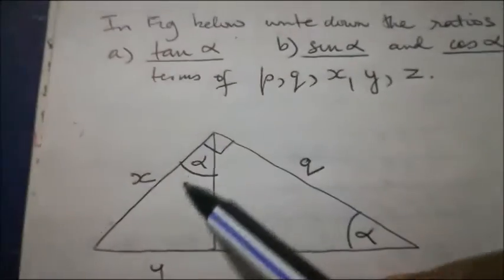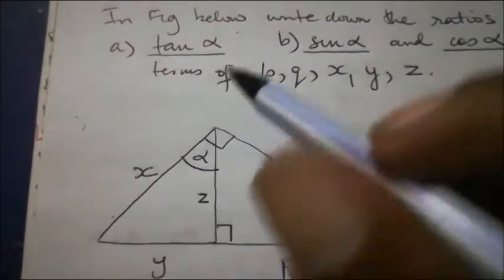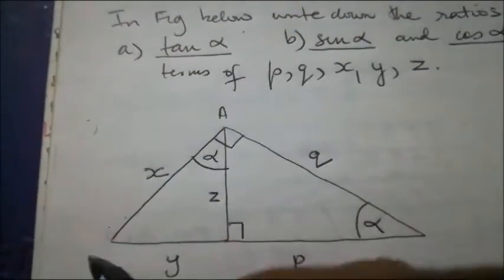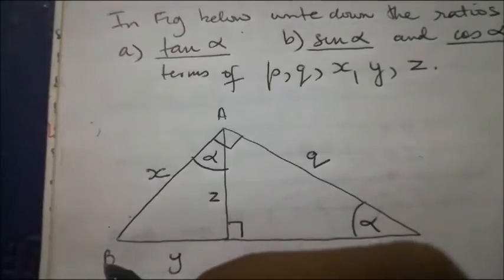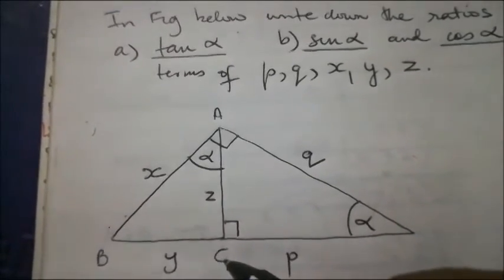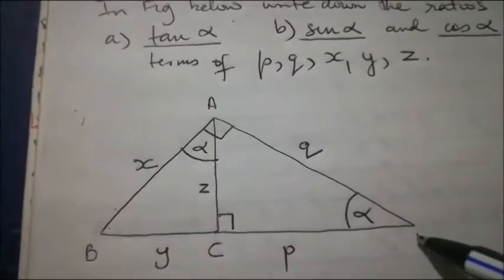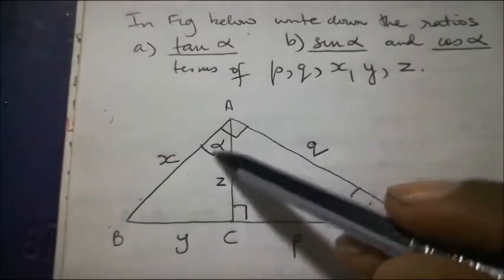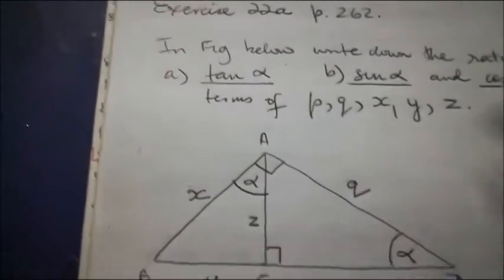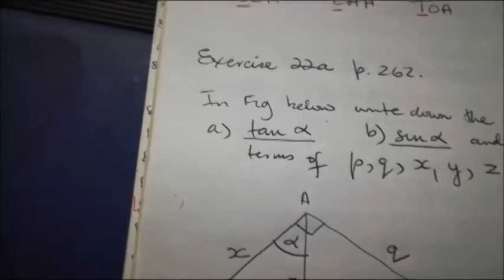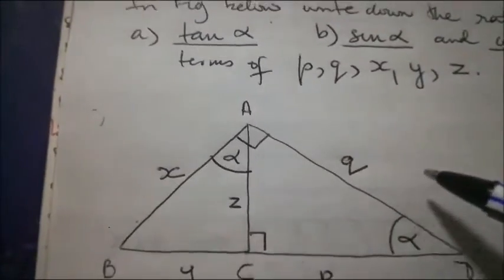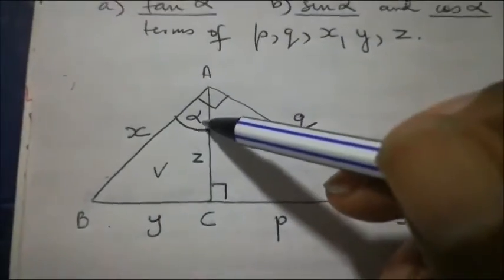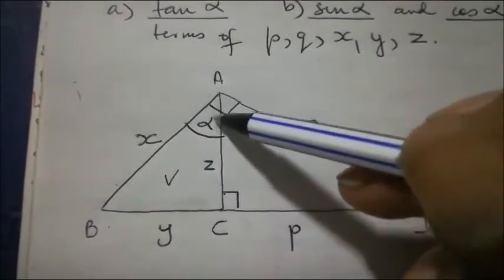So let's go. Let's label our diagram: A, B, C, and D. If we're going to concentrate on A, B, C first, we're going to work with this triangle first. And we're going to try and work out the ratios for this alpha.